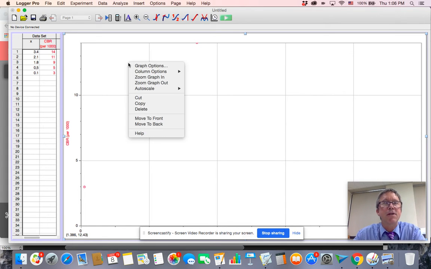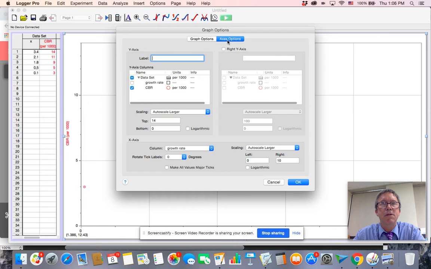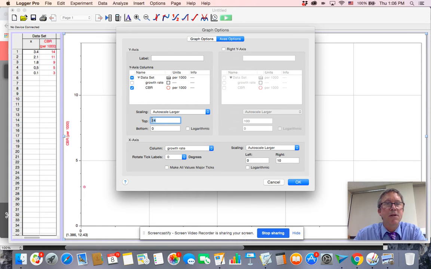So I'm going to right click on this. I'm going to choose Graph Options. I'm going to go to where it says Axes Options. And I want the top to be higher than 14, so I'm going to go with 15. I want the bottom to be 0. Now over here, the largest value is 3.4, so I'm going to go maybe to 5. Notice that this right here is my x-axis, and I want it to go from 0 to 5.